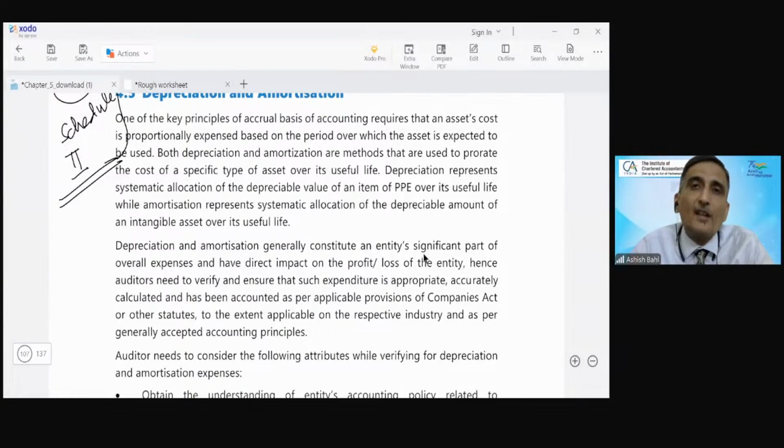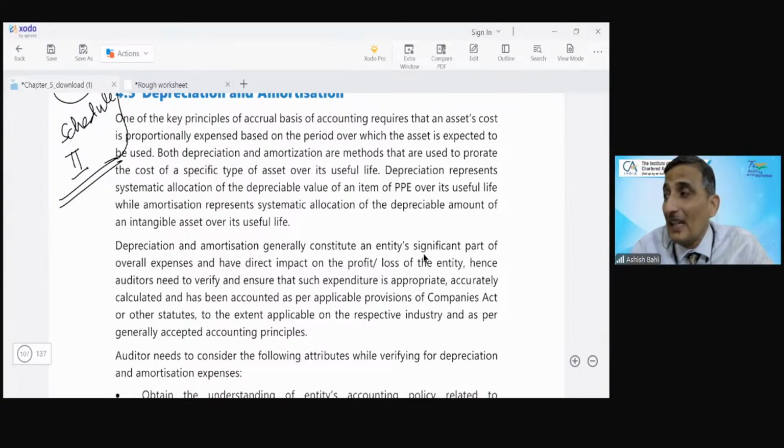Yes, accounting policy. Accounting policy adopted by the management, and see whether the accounting policy is applied consistently on a year-to-year basis. Method of charging depreciation, like which method is used, like straight line method or WDV.